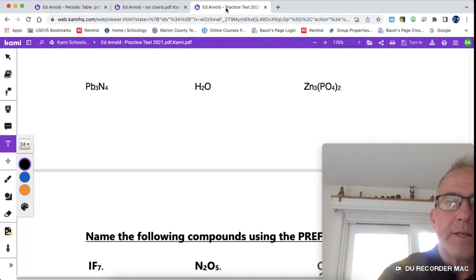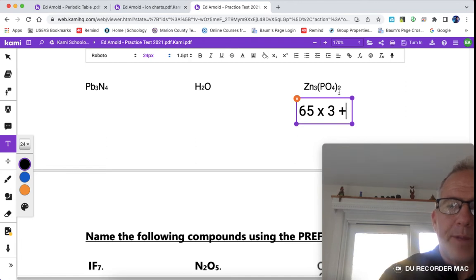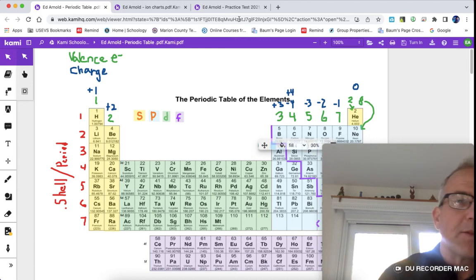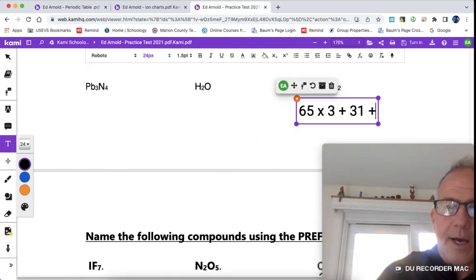Go back to our test. We have 3 zincs, so put in 65 times 3 plus we have P, and we have 2 total P's. You look on your table and you see that P is 31. It's 30.97, we round up to 31. And so you have 31 times 2.